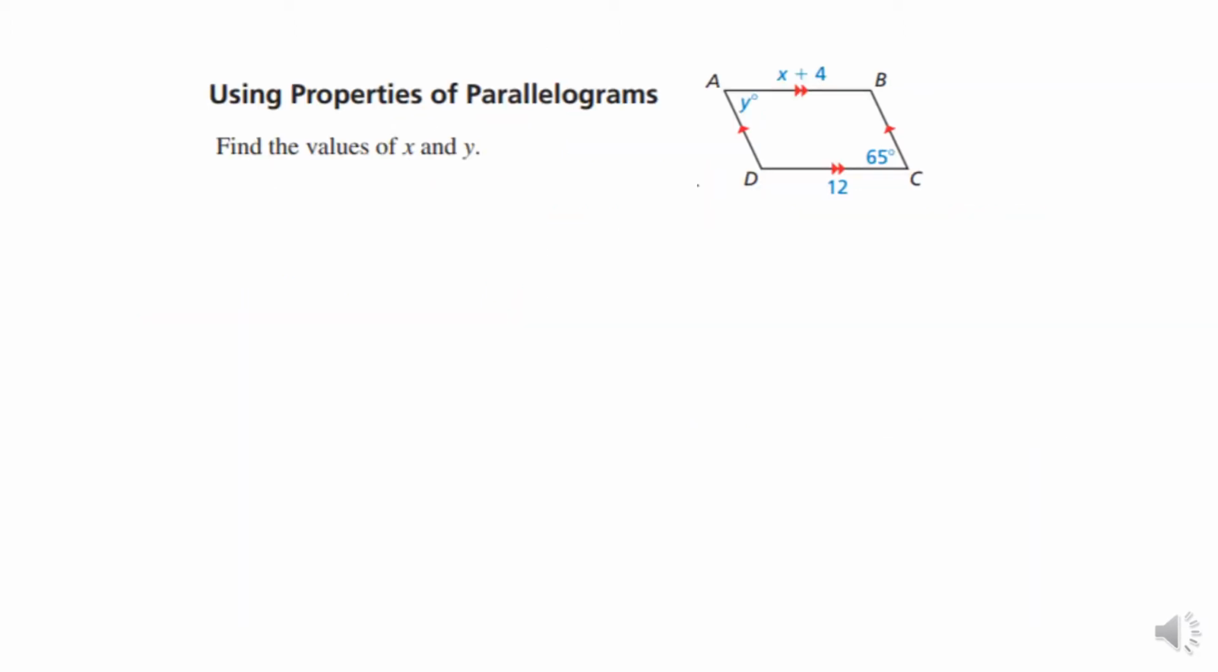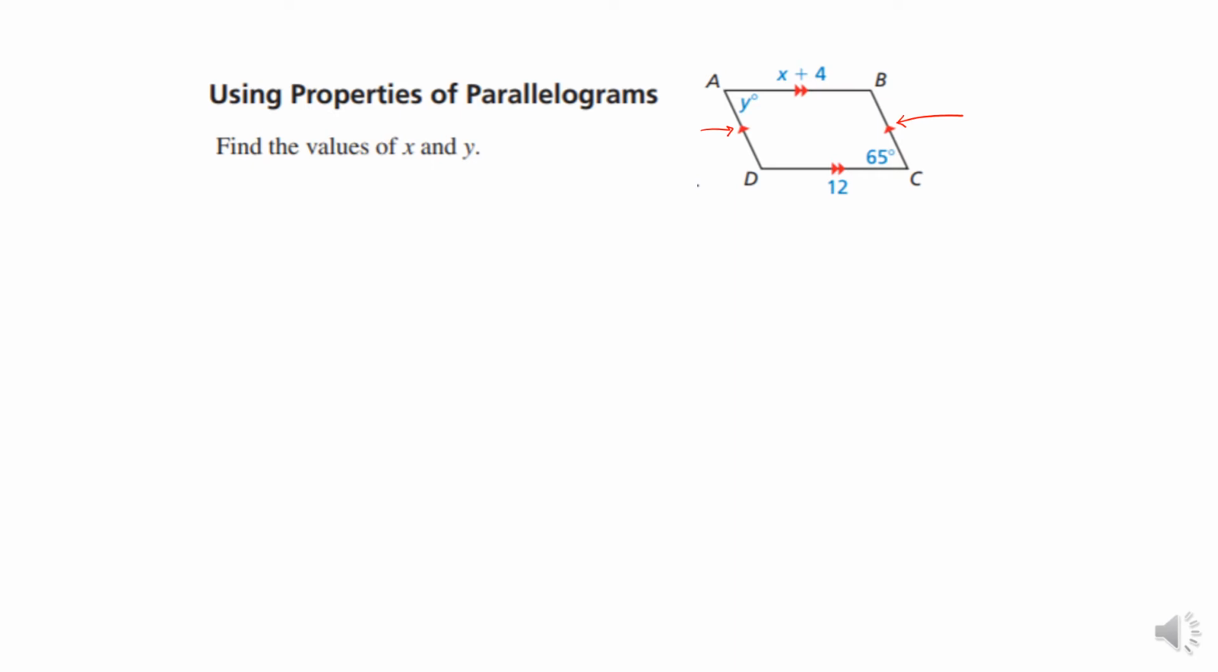Okay, so using the properties of parallelograms, we're going to find the values of x and y. So first thing I notice is that they've identified it as a parallelogram, okay, with those symbols that they have on all four sides. So by definition, I know that it's parallel. They told me it was, but even if they hadn't told me this was a parallelogram, those little symbols tell me it is. So I'm going to use the parallelogram opposite side theorem.